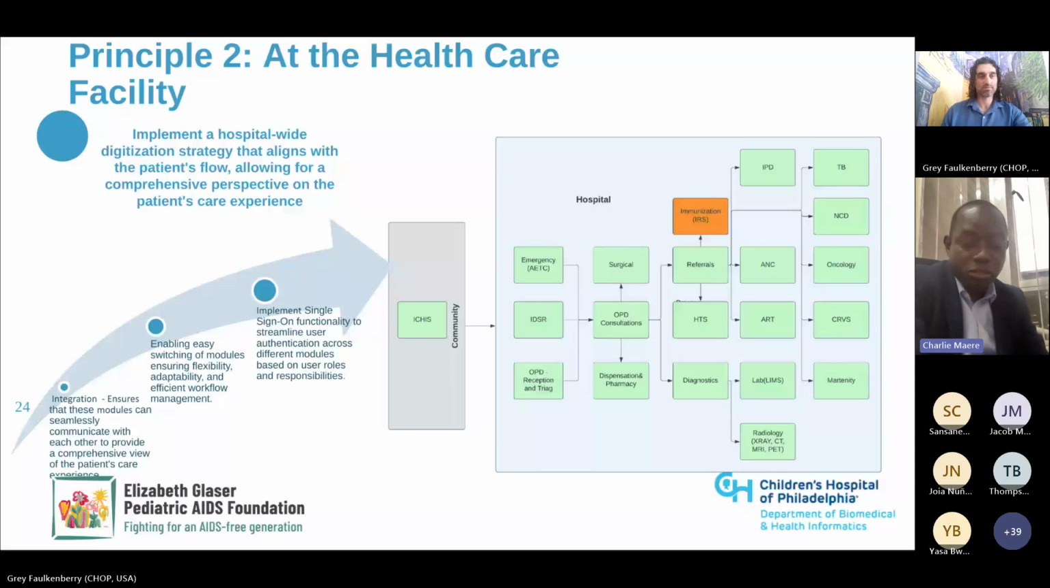The principle number 2, apart from the point of service, we look at the entire hospital, having an ecosystem of, let's say, microservices which talk to each other, having a hospital-wide digitization, meaning that the focus is the patient, not maybe a specific disease or a specific area, where when a patient goes into a hospital facility, at every service point, it's fully digitized, and then data can be exchanged from one service to the other, whether they're going to the lab, maternity, or oncology, and so forth, having this ecosystem.